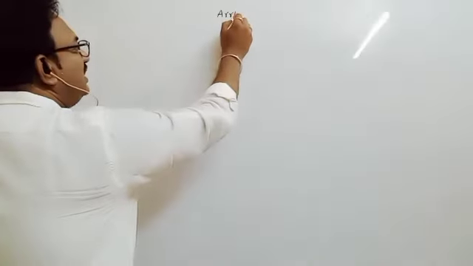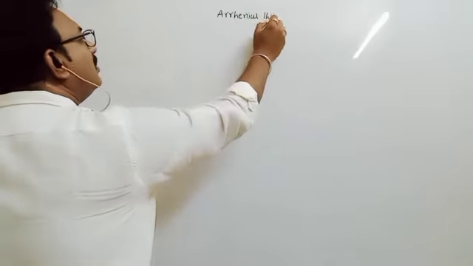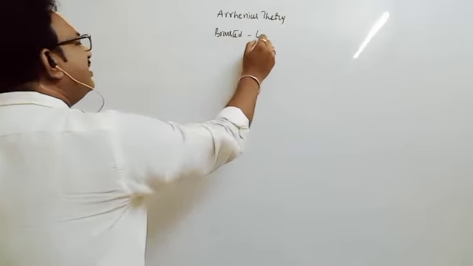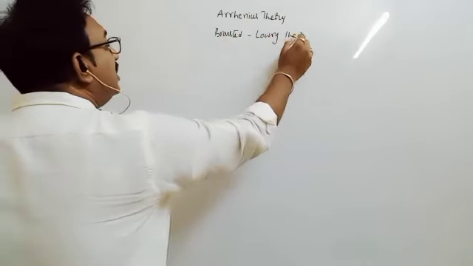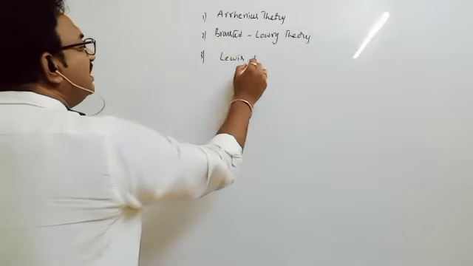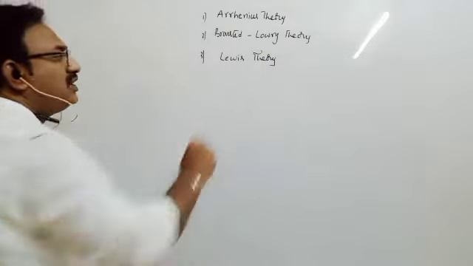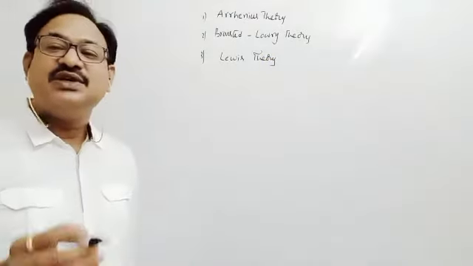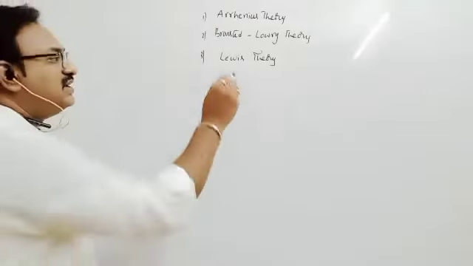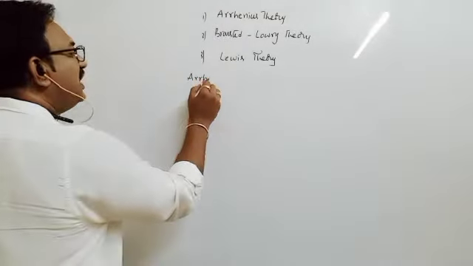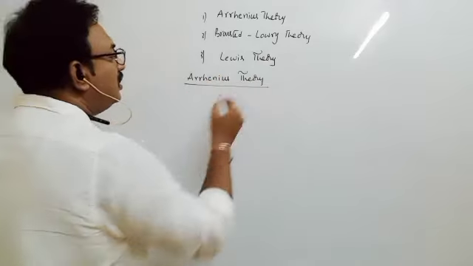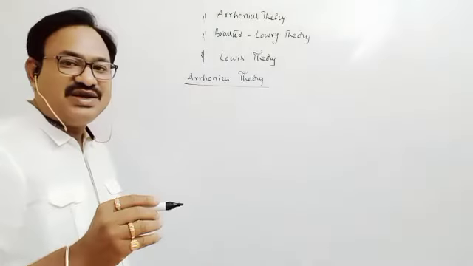The three important theories are Arrhenius theory, Bronsted and Lowry theory, and the third and important one, Lewis theory. These are the three important theories through which we can understand the nature and properties of acids and bases. So let me go through the first, Arrhenius theory. According to Arrhenius theory, what is an acid or what is a base?